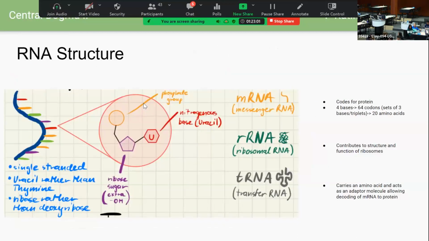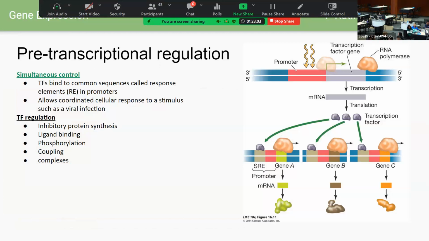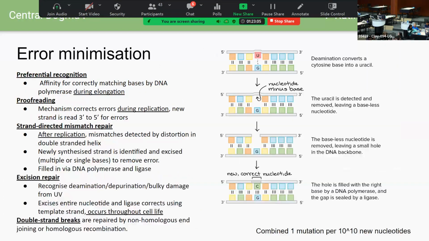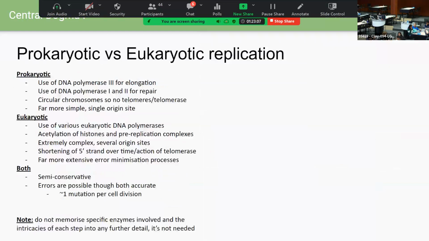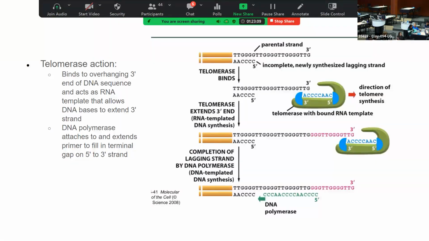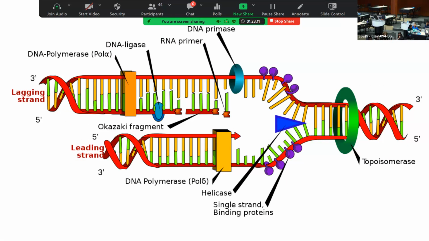So where you find the primer will be on here. So you have RNA primers for DNA replication. RNA primers are placed there by DNA primase, but ultimately those are removed and replaced with DNA bases after the strands have been formed.